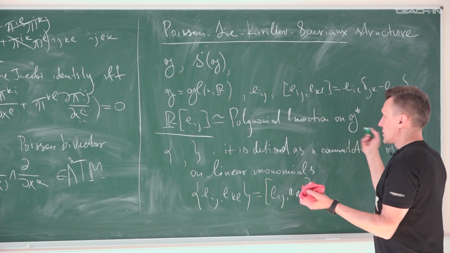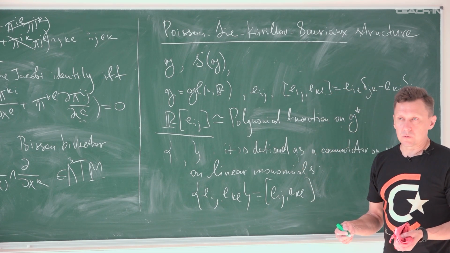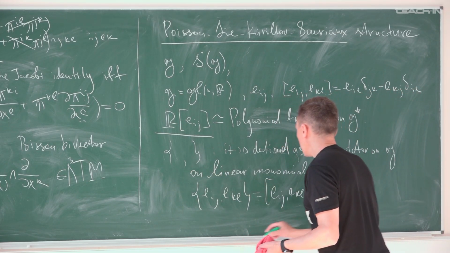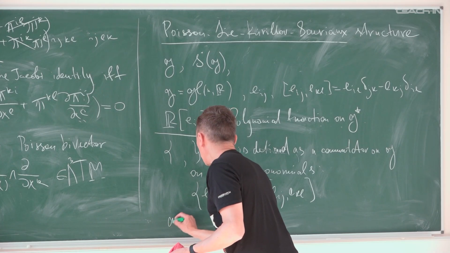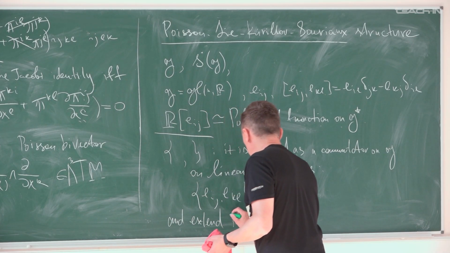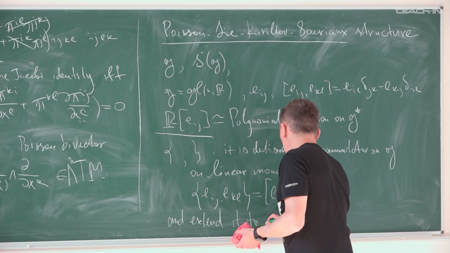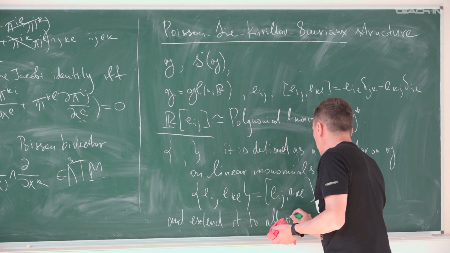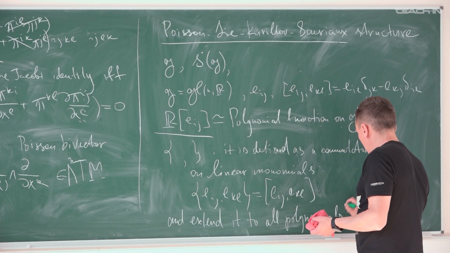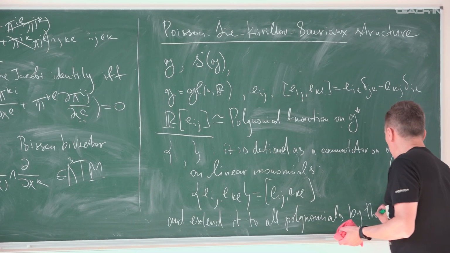And then we extend this definition by the Leibniz rule to all polynomials, from linear polynomials to all polynomials by the Leibniz rule.